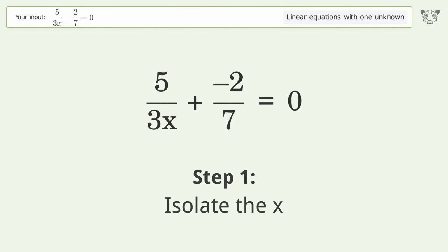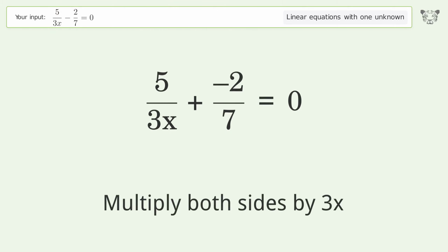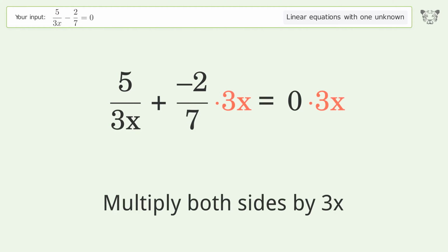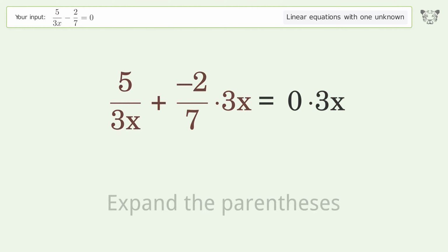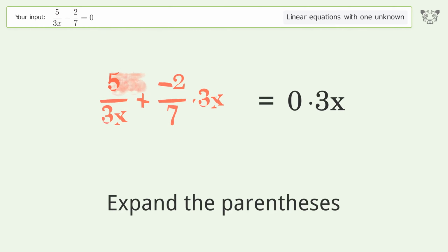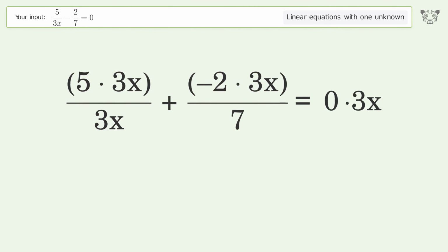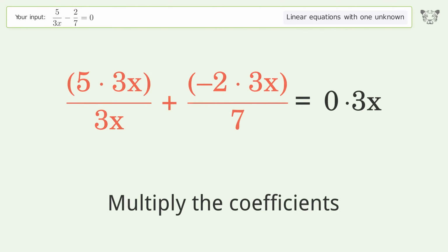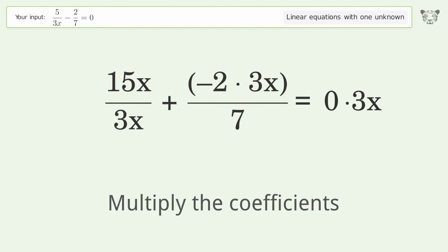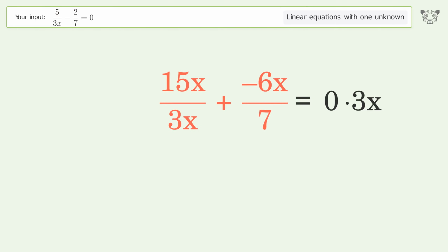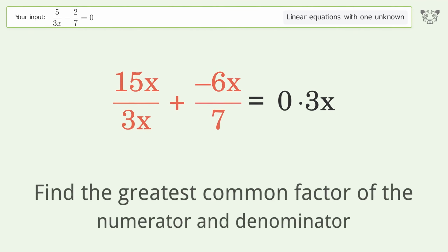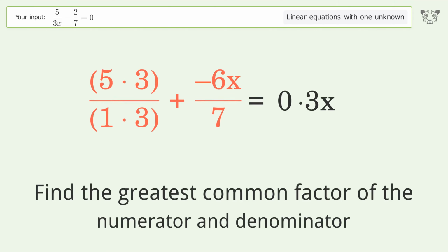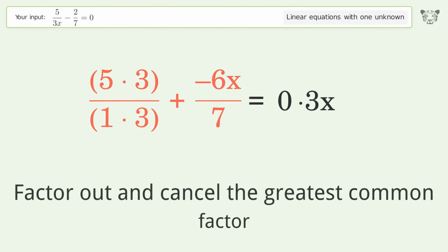Isolate the x. Multiply both sides by 3x. Expand the parentheses. Multiply the coefficients. Find the greatest common factor of the numerator and denominator. Factor out and cancel the greatest common factor.